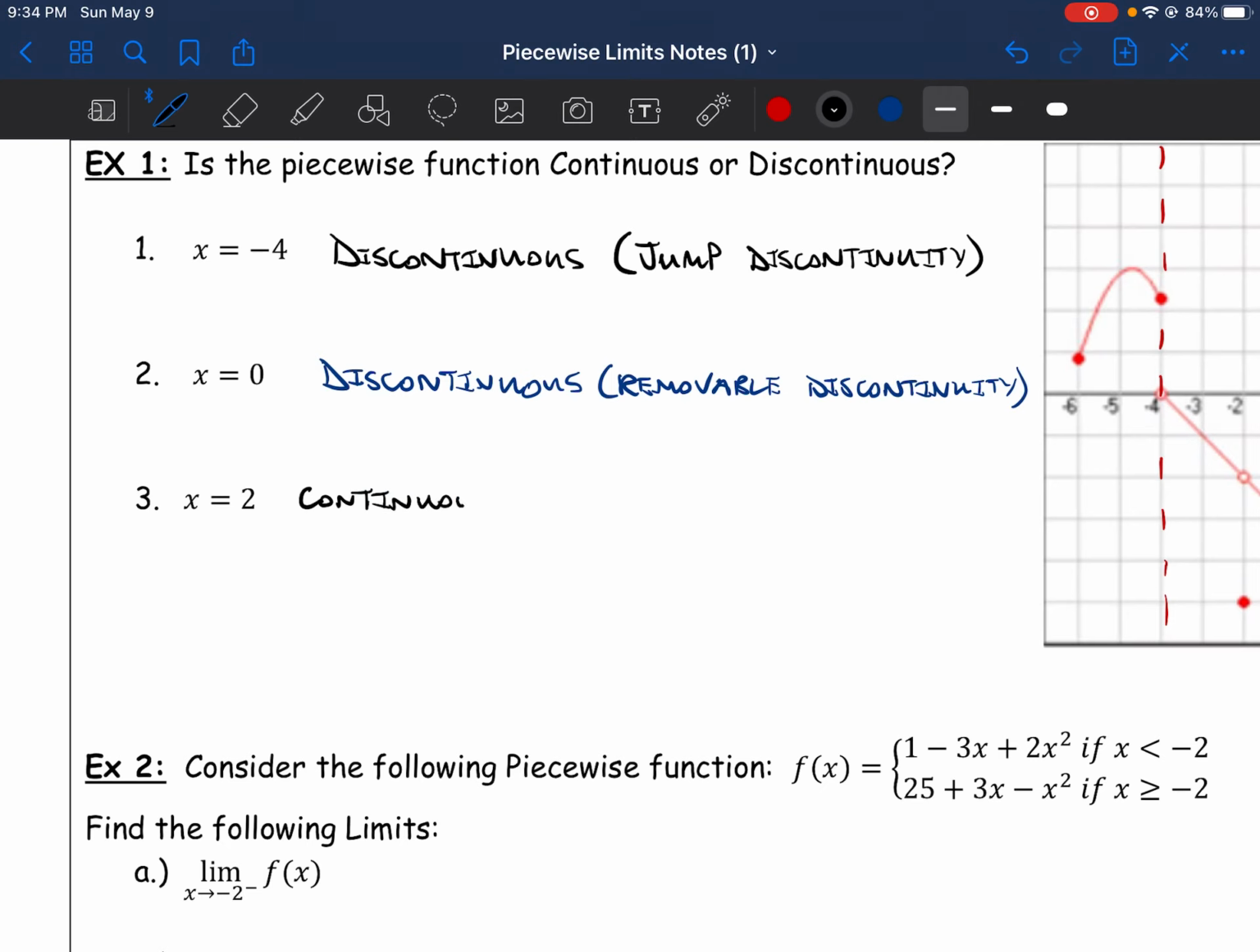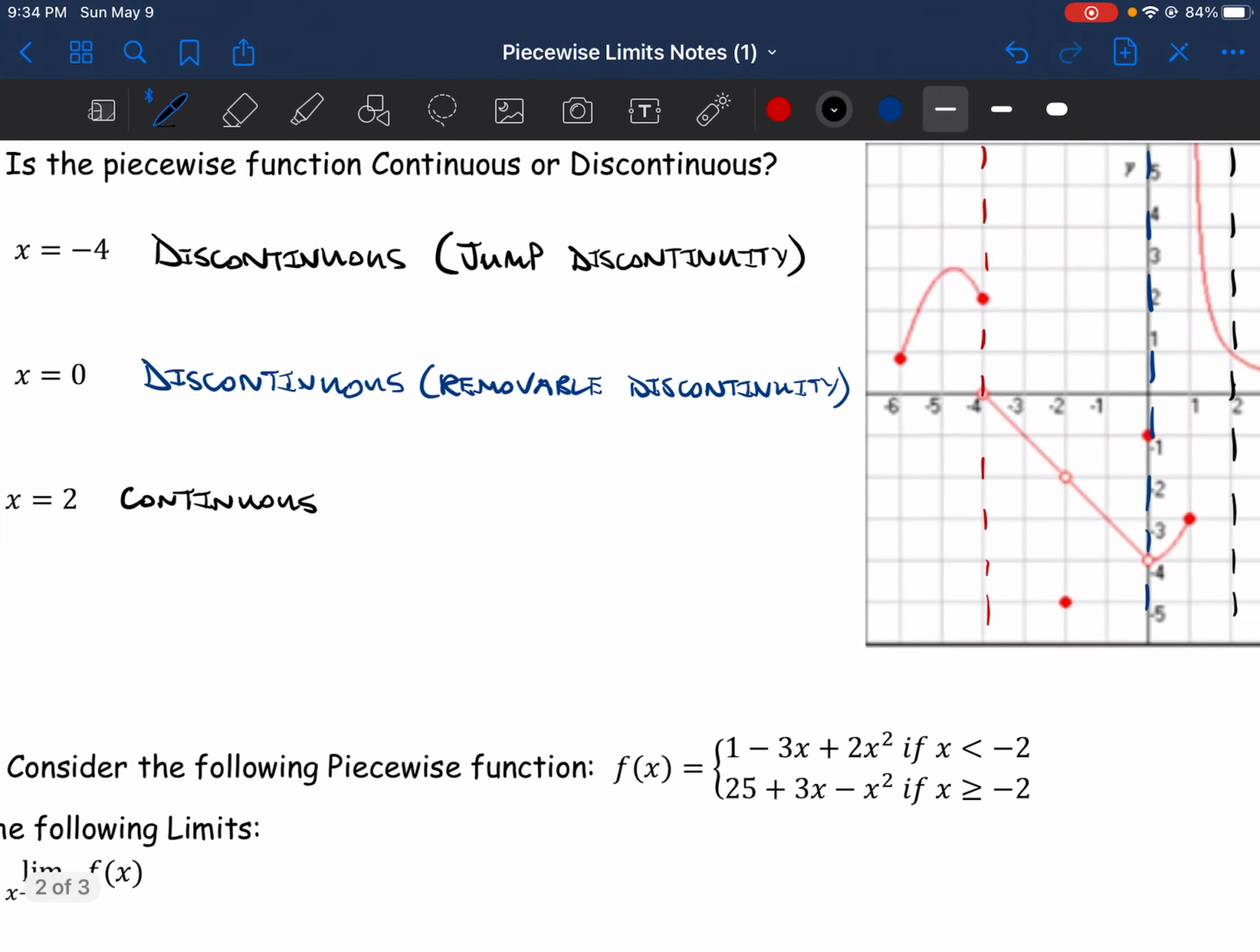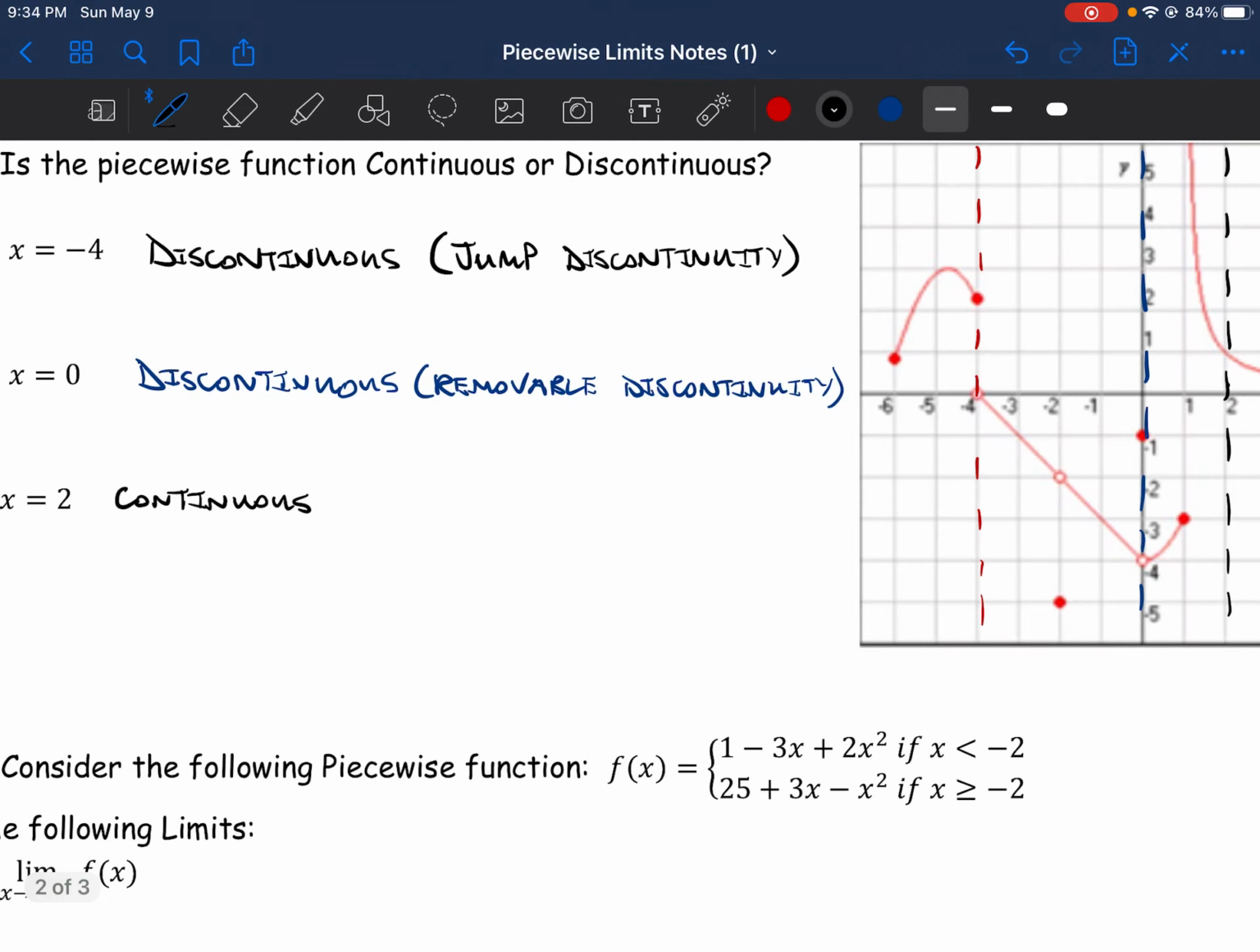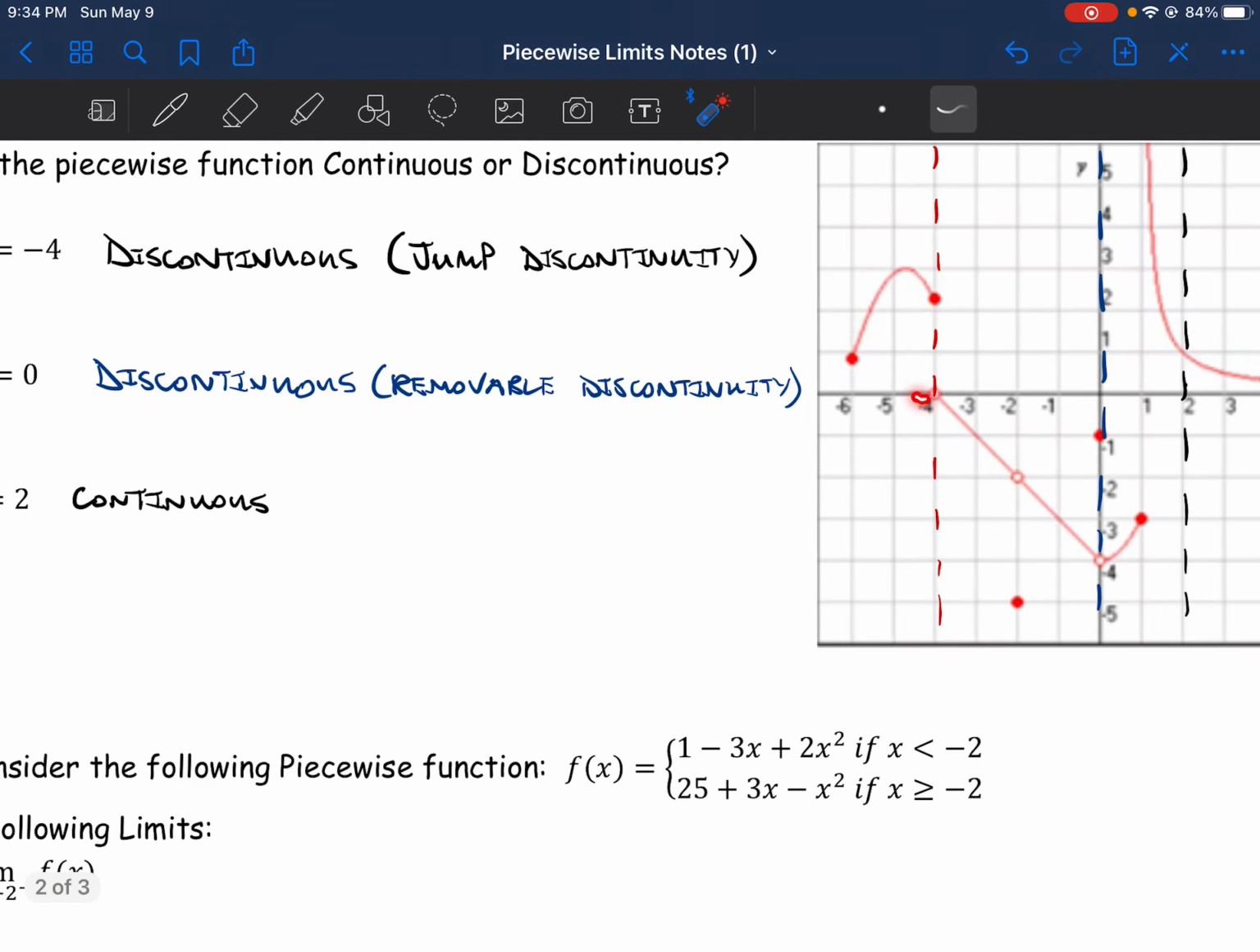Okay, so hopefully you can see what we're talking about here with discontinuous versus continuous. To review them again, if we look here at x equals -4, as I trace the curve, I have to pick up my pencil to continue tracing the curve. So that was a jump discontinuity, because there's a big gap right here.